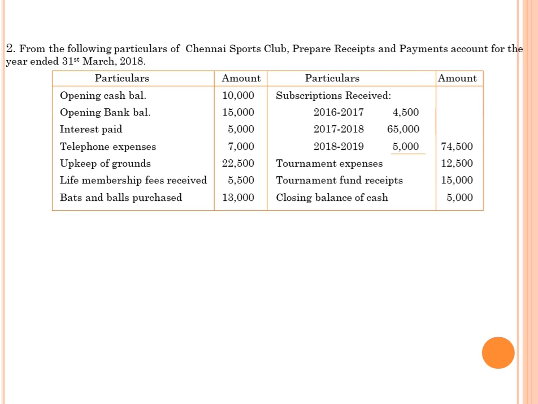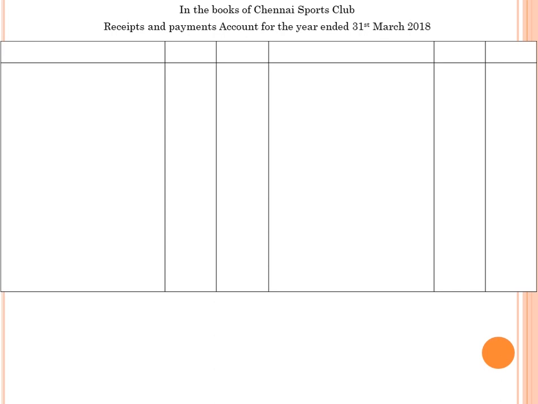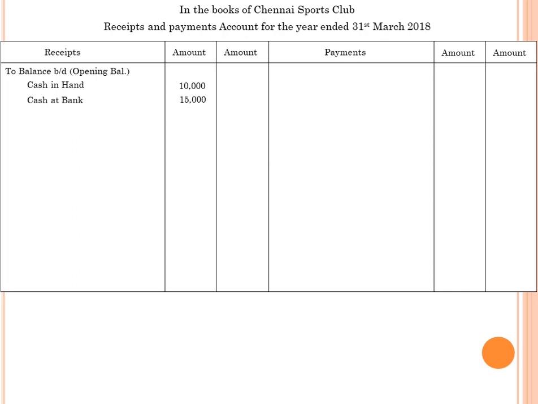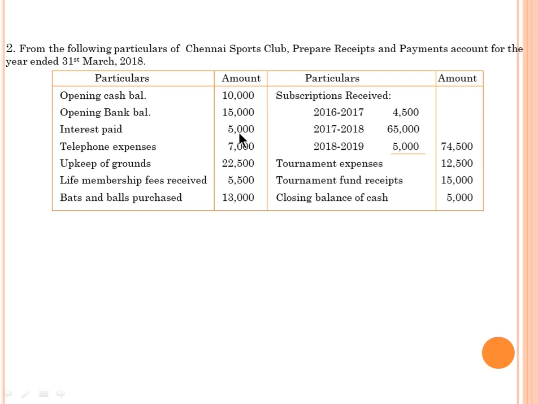Before we work out the problem, we should identify the given information. What are the items that belong to receipts? What are the items that belong to payments? Now we move on to the receipts and payment account. In the books of Chennai Sports Club, receipts and payment account for the year ended 31st March 2018. Divide it into six columns: receipts, amount, payments, amount. Start with the balance brought down, opening balance, cash in hand. Here 10,000 is given, cash at bank 15,000 is given, and total 25,000. Now we look into the question. Interest paid, payment 5,000. Telephone expenses, payment 7,000. Upkeep of grounds, payments 22,500. Life membership fees received, receipts 5,500. Bats and balls purchased, payments 13,000.